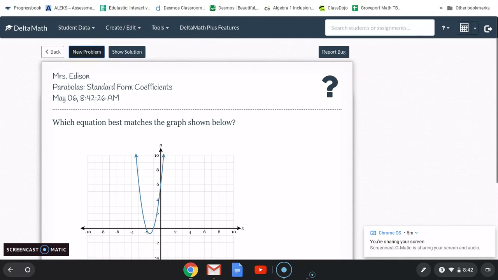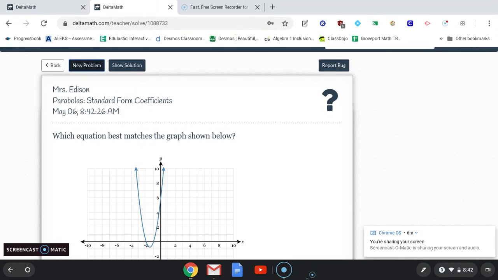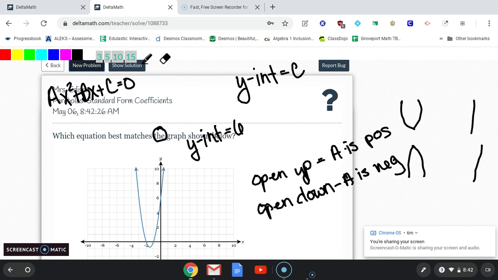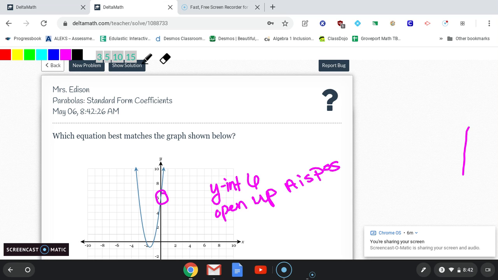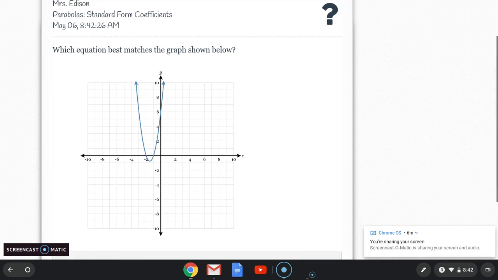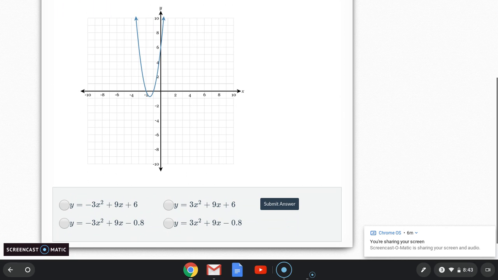So the things I need to know. The y-intercept. Erase this. So let's look at the y-intercept. Once again, it's 6 again. So y-intercept is 6. It opens up. So A is positive. So which one looks like that? Top two, and then A being positive is going to be that one.